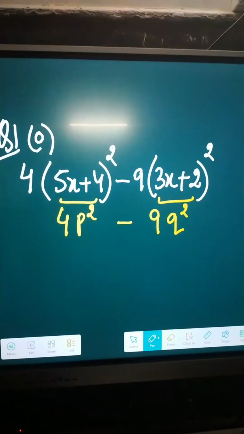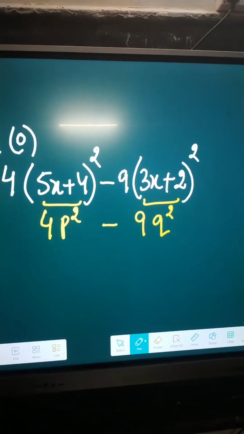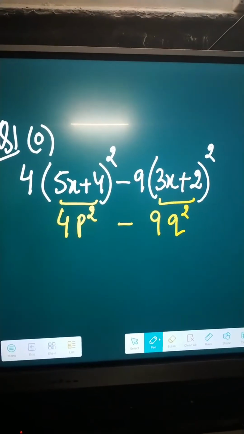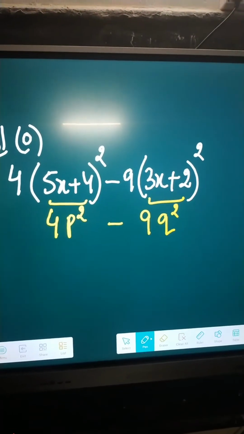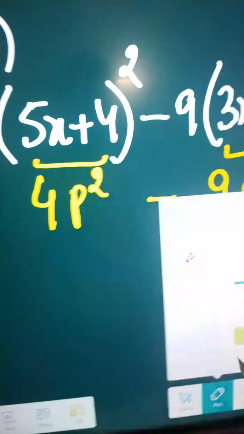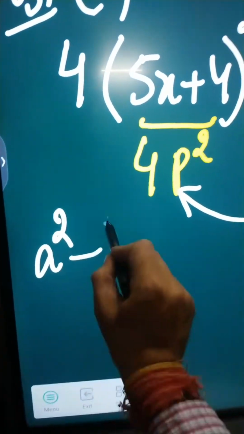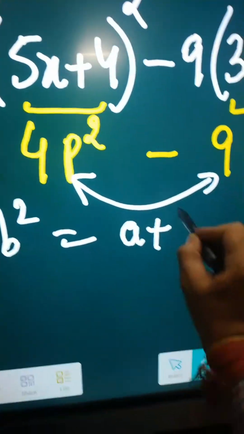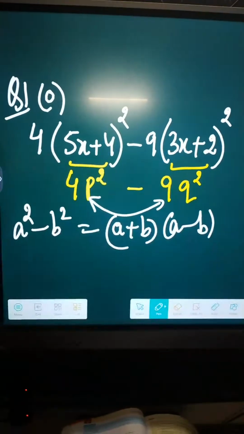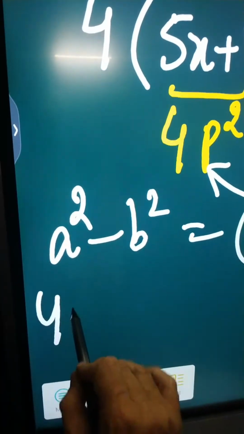See this, 4 bracket 5x plus 4 square, 9 bracket 3x plus 2. 5x plus 4, suppose it is P. So the question will become 4P square, and 9 bracket 3x plus 2 will become 9Q square. So now this question becomes just like the question which we have done just now. You will solve it by using the formula a square minus b square and write it as a plus b and a minus b.